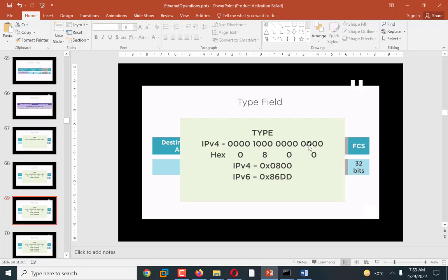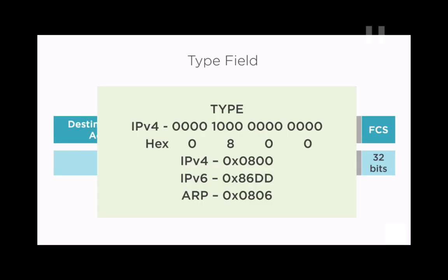If we are using IP version 6, the value will be 0x86DD, and if we are using ARP, then the value will be 0x0806. So these are the values which describe which type of data is in the layer 2 frame.